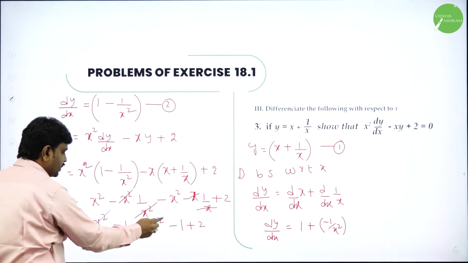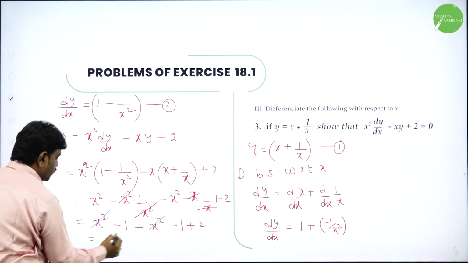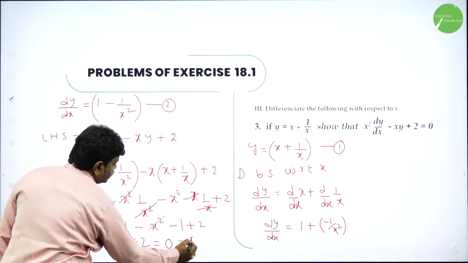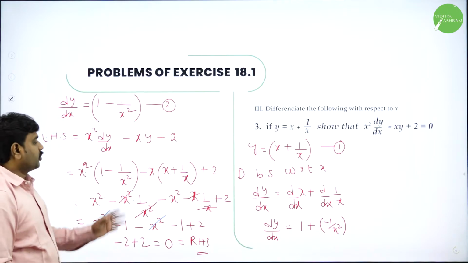X square and x square I can cancel, and we are left out with minus 1 minus 1 plus 2. Minus 2 plus 2 is 0. This is RHS. We got right hand side, hence the proof. I hope all of you understood.